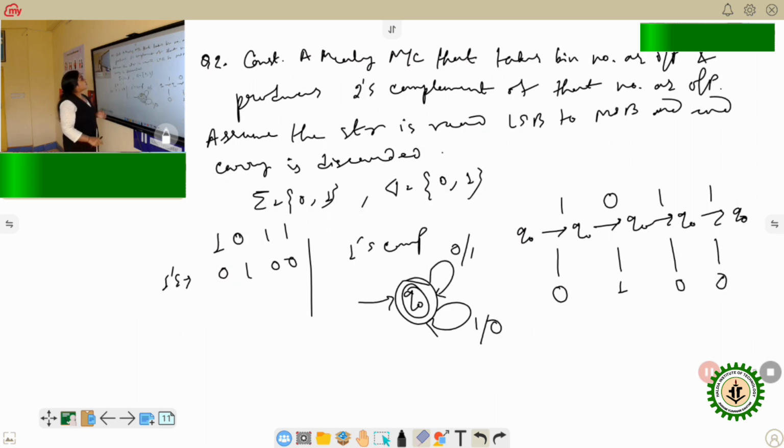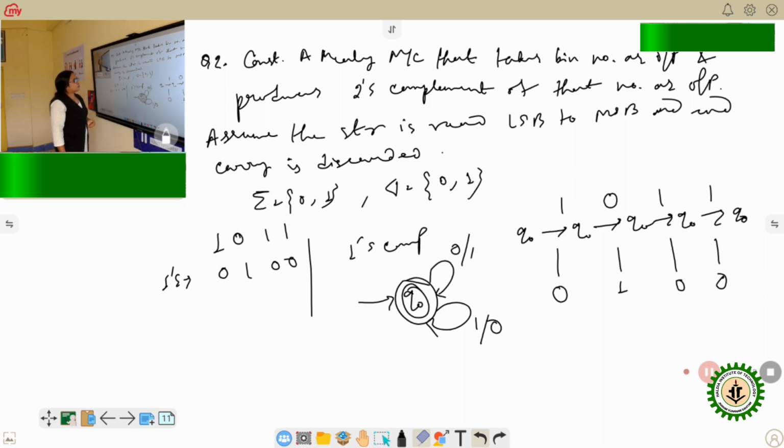Construct a Mealy machine that takes binary numbers as input and produces the 2's complement of those numbers as output. Assume that the string is read from LSB to MSB and the carry is discarded here. So from the question, first of all, write down the alphabet set, that is 0, 1, and this is the output alphabet. I have taken binary numbers here because this is all about binary numbers.